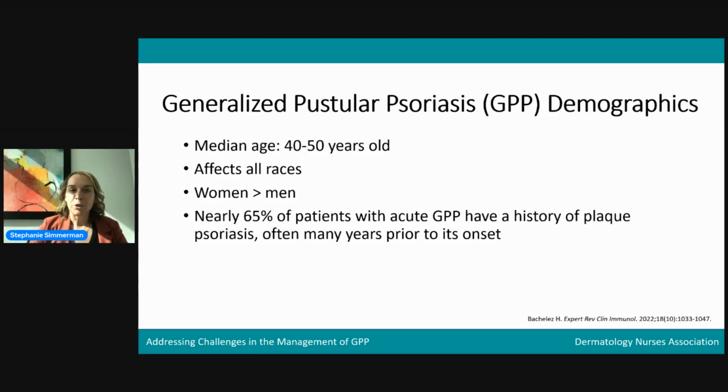So when we look at generalized pustular psoriasis, or GPP, and the demographics, we're asking who is most frequently impacted. We know it's around the fourth decade of life. It affects all races. We know that females tend to be impacted more than men. And nearly 65% of patients with acute GPP have a history of plaque psoriasis, and this can happen years before. So these are some of the pearls of knowing, when I walk into that room and somebody starts checking these boxes, how that impacts what I'm thinking for my diagnosis and my differential diagnosis.